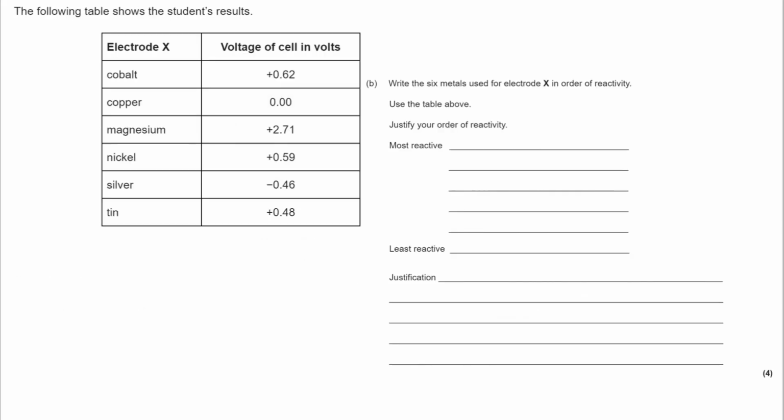Moving on to part B. And we've got here some voltages. This is what happens when you put electrode X with a copper electrode. And you can see the size of the voltages. They're not in any particular order. They are varied. But we are going to use those to answer the question. We want to know what the order of reactivity is, most to least reactive, for the metals listed.